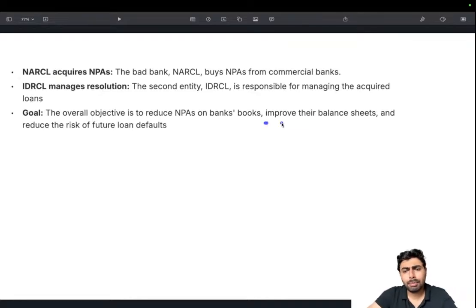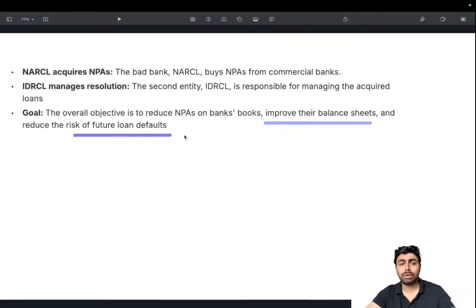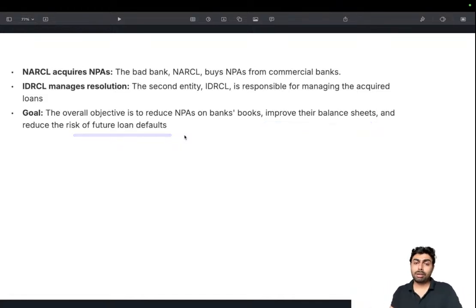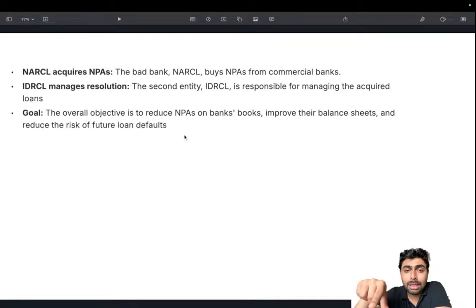The basic idea, like I said, is to improve their balance sheets and reduce the risk of future loan defaults. Once these bad banks are in place, and banks know that there is a bad bank and the government is monitoring this, and how difficult it is to resolve, banks will be more cautious about lending loans with similar criteria, similar conditions, or even similar borrowers. So that's the basic thing, to reduce future defaults as well as to clear the balance sheets. Currently we have two bad banks and they are public limited companies. NARCL acquires, while IDRCL does the actual reconstruction and debt resolution.